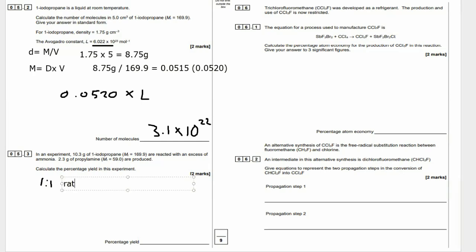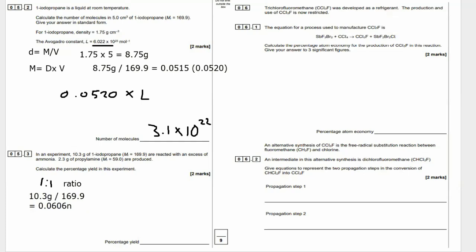ratio, and that tells me that if we can work out the moles of one, we know the expected moles of our product. So what have we got? We've got 10.3 grams. We're going to do mass over the MR, and this is going to give us the moles of iodopropane that we reacted with the excess ammonia, and that is going to equal 0.0606 moles. And what's that of? That's of the iodopropane. Okay, I can't be bothered to write iodopropane.